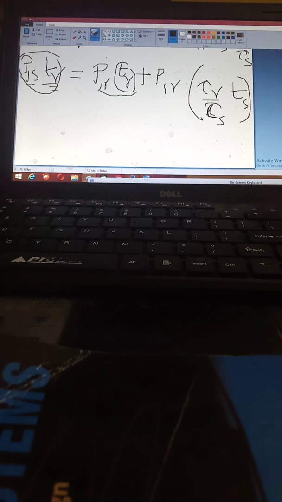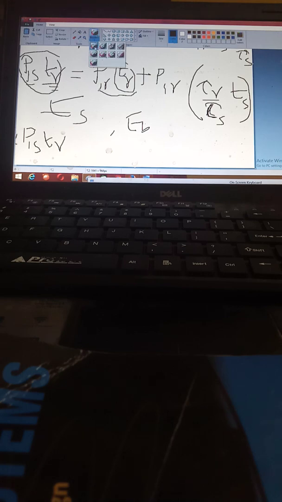Now I have to consider energy loss because of starting, which we will call ES, and braking energy, which we will call EB. There also we will have energy loss. So I will add that. P1s into TR. So running happens after starting. So I will first add ES. ES means energy loss due to starting.